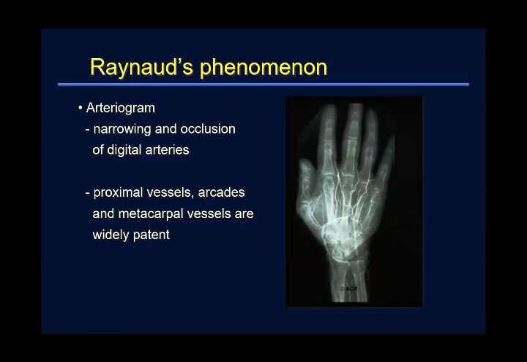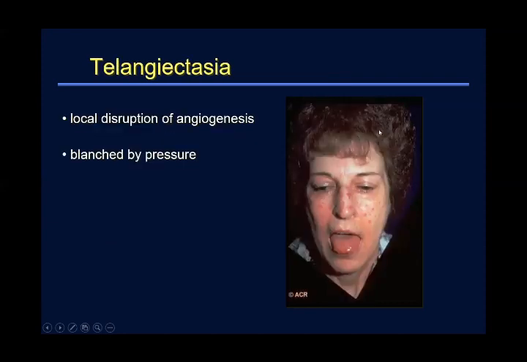You can see the dye is not going to the distal part of the hands, and digits are almost lost, leading to recurrent ischemia and pulp atrophy. So proximal vessels, arcades, and metacarpal vessels are widely patent, while the distal small vessels have almost no flow. This is what you can see in the arteriogram.